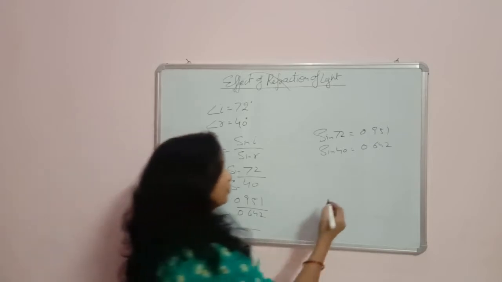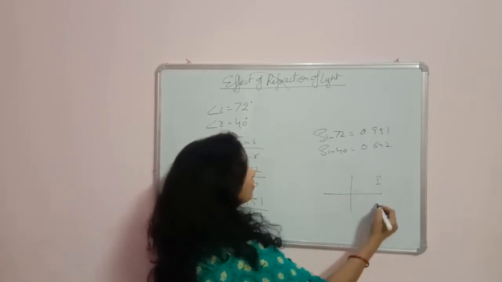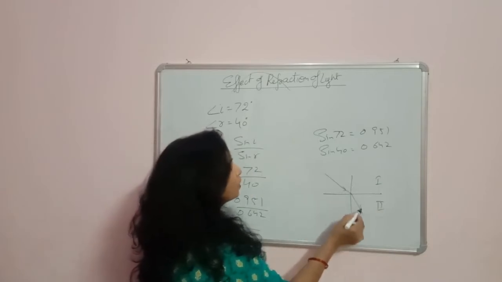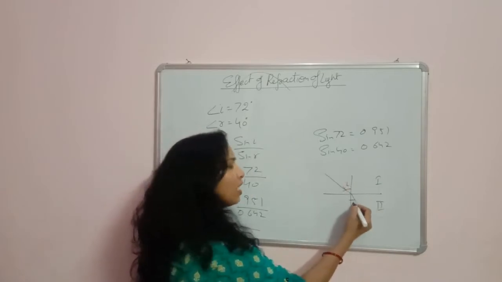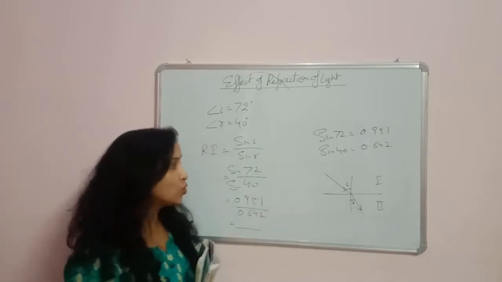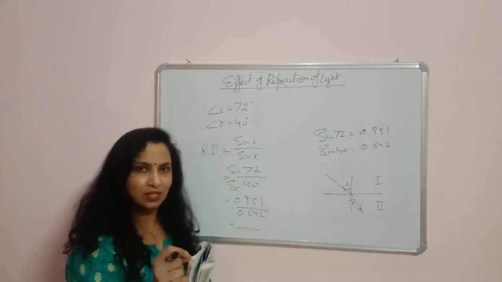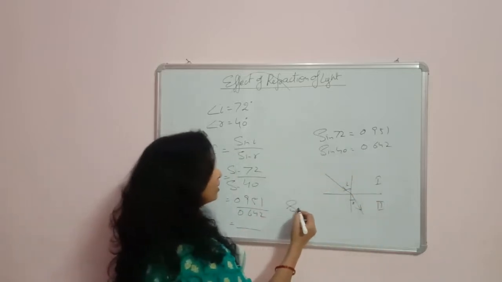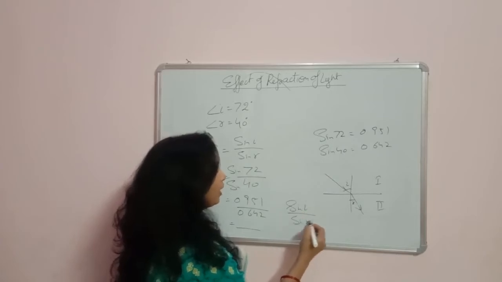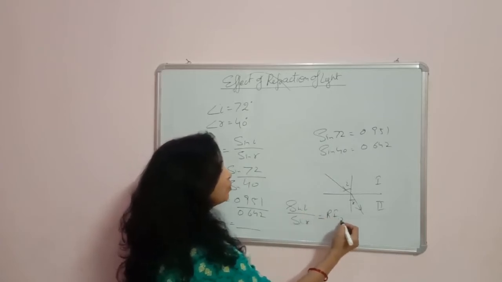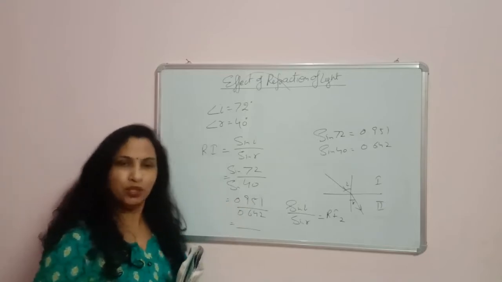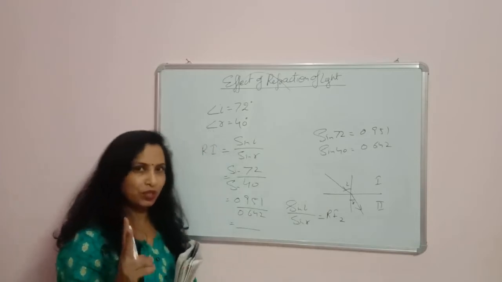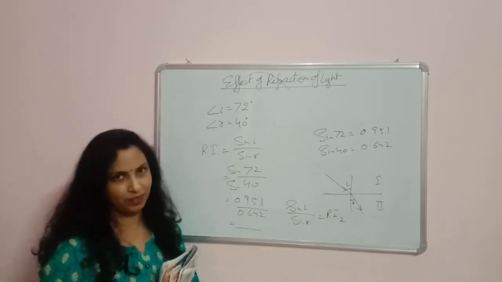One more thing I want to tell you. Suppose this is medium 1 and this is medium 2, and light passes from medium 1 into medium 2. So this is i and this is r, the angle of incidence and angle of refraction. If you write sin i upon sin r, it means you are finding the refractive index of medium 2 with respect to 1, not of medium 1. For finding the refractive index of medium 2, you can use the formula sin i upon sin r.